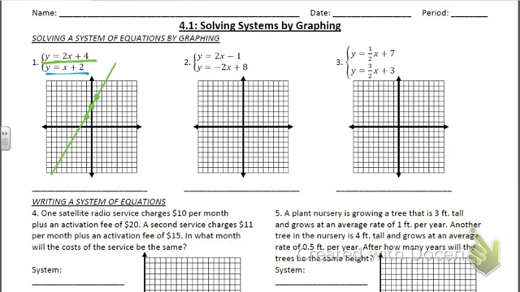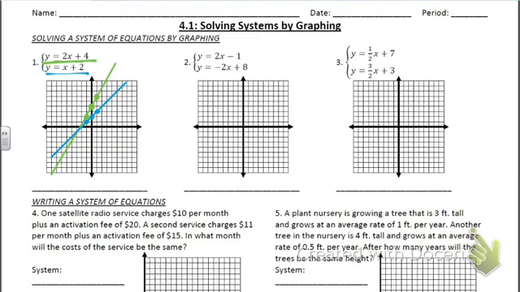y equals x plus 2. The y-intercept is 2, and the slope is 1. So I'm going to go up 1, right 1, and down 1, left 1. I'm going to try this again. And this way. Okay, I think that's correct.